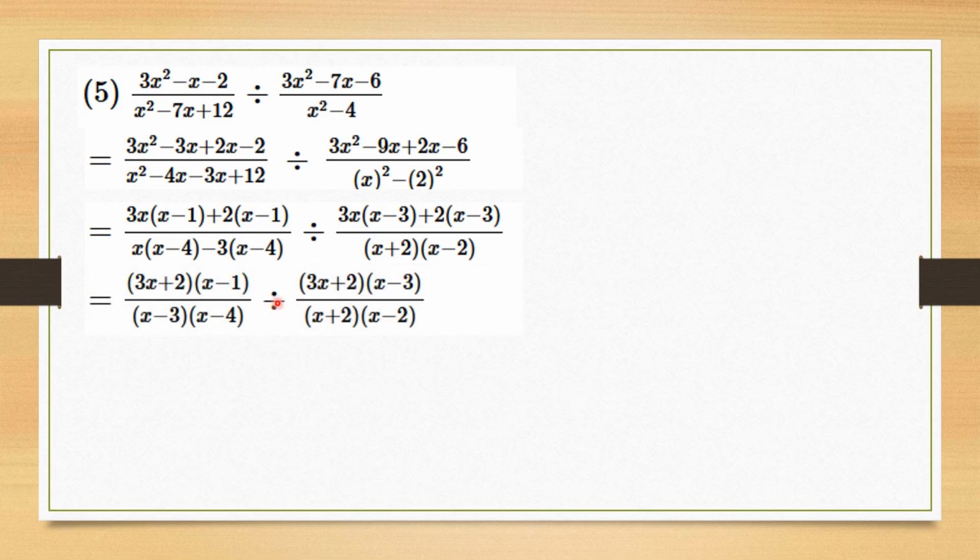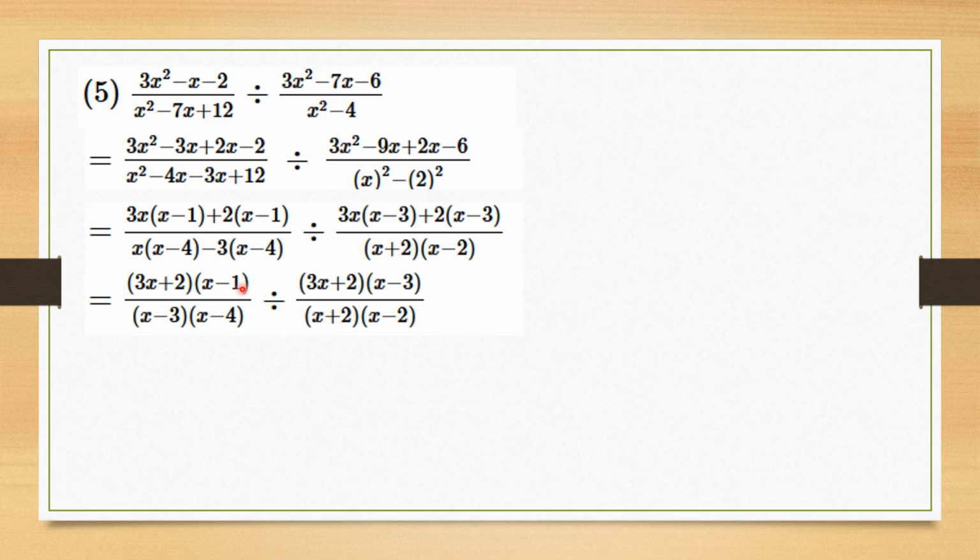Now, we just have to write it together. So in the numerator of the first expression, we'll have 3x plus 2 into x minus 1. In the denominator, we'll have x minus 4 into x minus 3. In the next expression, we'll have x minus 3 and 3x plus 2, and the denominator, x plus 2, x minus 2 as it is.